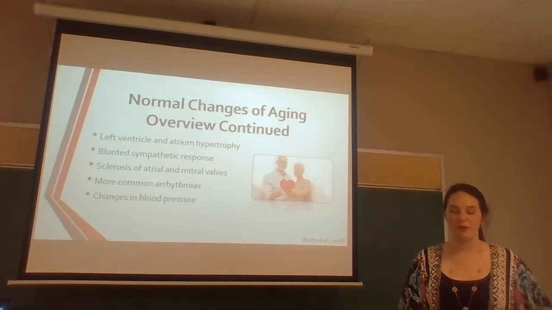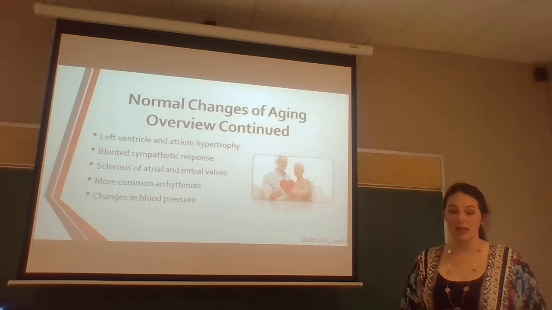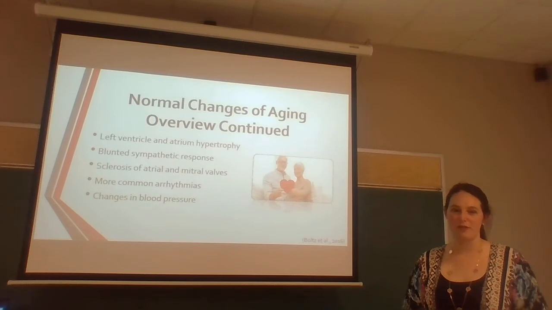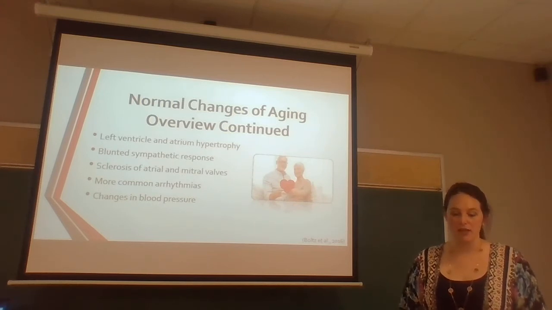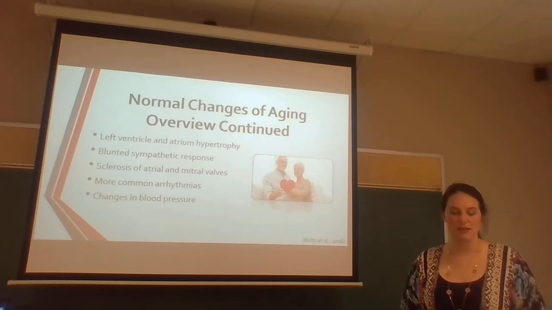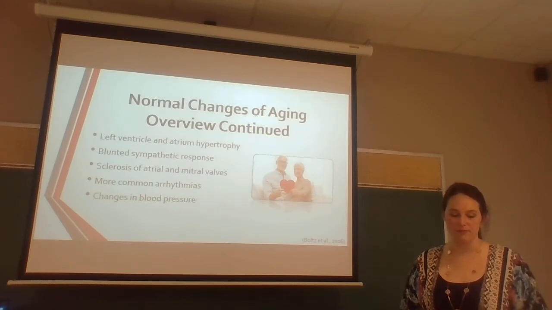Let's take a look at a few more. The older adult will have an increased workload against non-compliant vessels, and this is going to lead to left ventricular and atrial hypertrophy. The older adult will also have a diminished beta-adrenergic sensitivity that will lead to blunted sympathetic response in the heart and a decreased myocardial contractility. And so that's looking at the sympathetic nervous system.